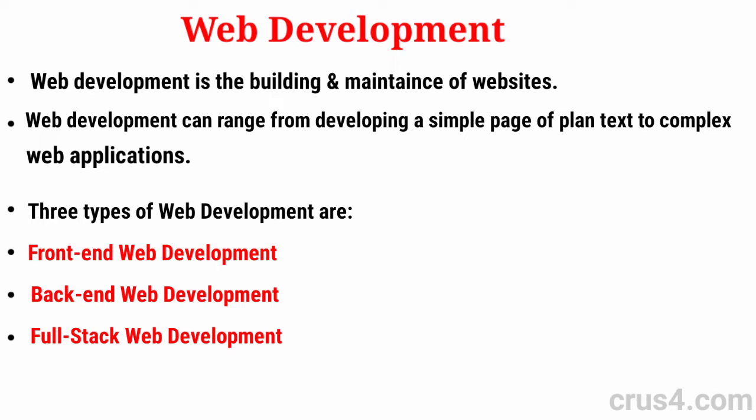There are three types of web development: front-end web development, back-end web development, and full-stack web development. Front-end web development is also known as client-side web development. It's a procedure of designing the user interface of the website with front-end technologies like HTML, CSS, and JavaScript. Front-end of the website allows users to read the web content.